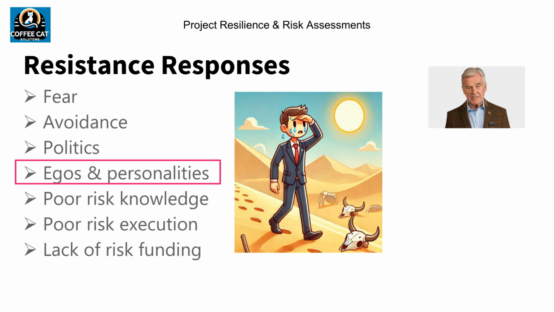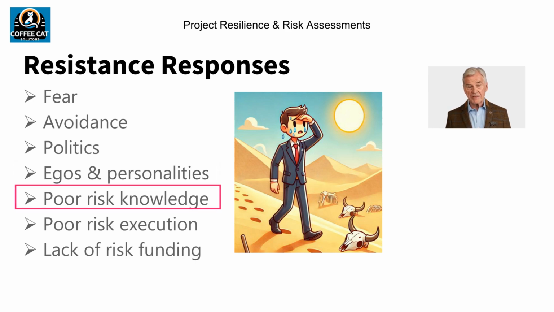Egos and personalities can result in personal goals taking precedence over the well-being of a project's success. This is a difficult situation to resolve. You can try information transparency, executive supporters, but often the best solution is a staff replacement. Poor knowledge of risk management of the project team is easy to spot, and can be mitigated through training and use of an external risk manager.